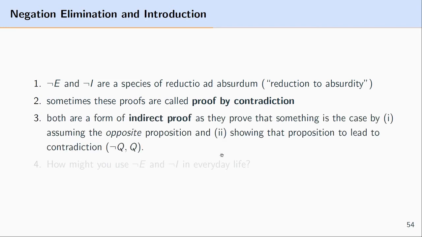Both are sometimes referred to as indirect proofs, in that they try to prove something by assuming the opposite proposition, which is the negation of the formula you want to derive, and then showing that it leads to a contradiction, that is Q and not Q. So one question you might have immediately, before I deal with it again, is how you would use these rules in a kind of everyday life argument. So let's take a look at an example.